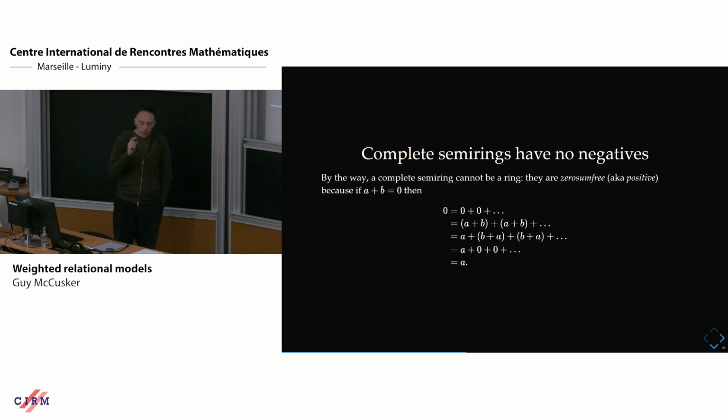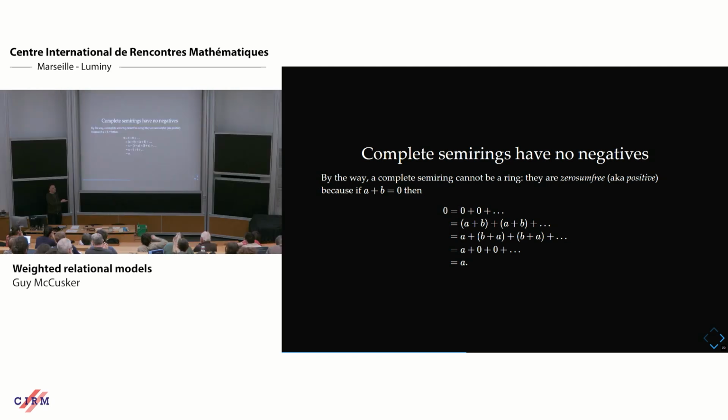Something that's annoying about this approach, however, is that as soon as you have a complete semiring, you definitely don't have a ring. So you can't have negatives in complete semirings. So we're not going to make much use of this, but here's a little proof that shows you that as soon as A plus B is equal to 0, then A and B are both equal to 0, which can be slightly annoying.